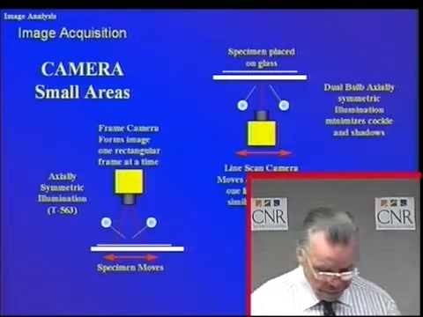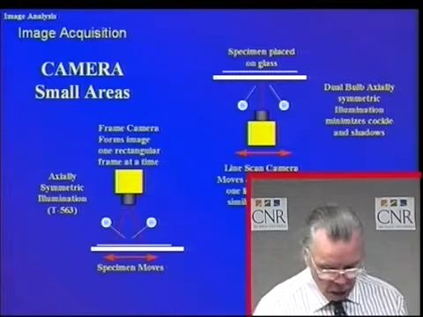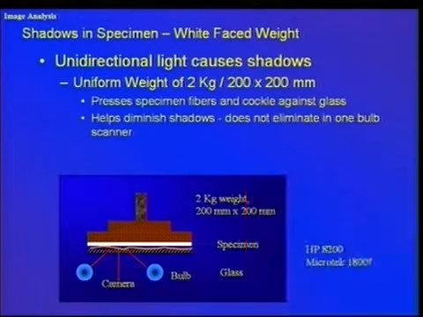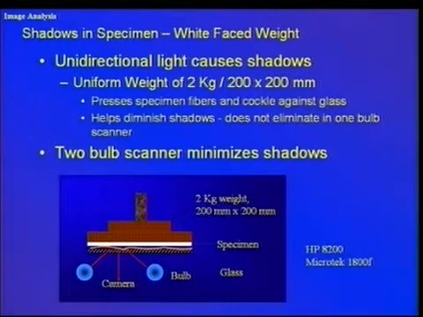The heavy block helps to overcome any cockle that is in the specimen. As you can see here, the block is very special. It has a white face. It weighs about 2 kilograms, and it holds the specimen flat to minimize any cockle. The two bulb illumination is very important, and it does minimize the effects of cockle and any fiber shadows. This way we can find the dirt through the whole hand sheet.